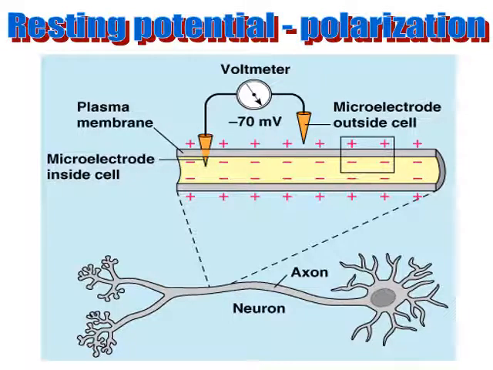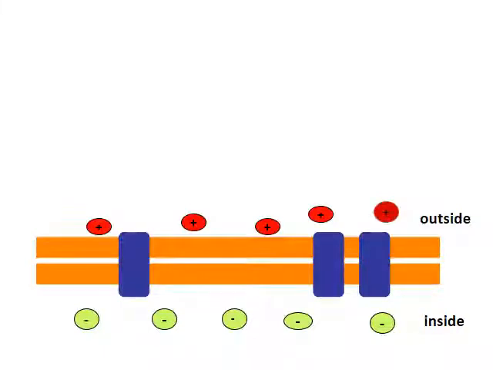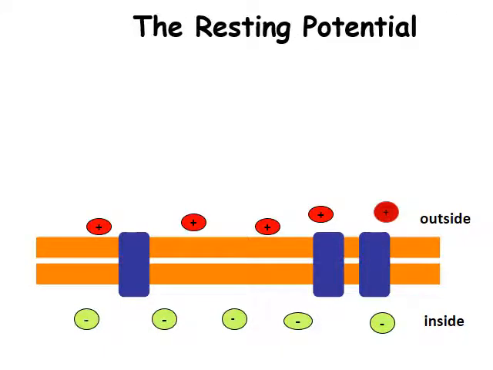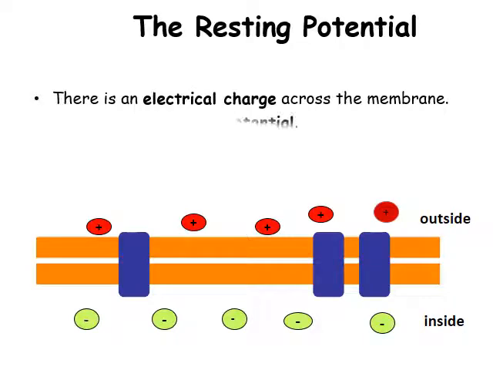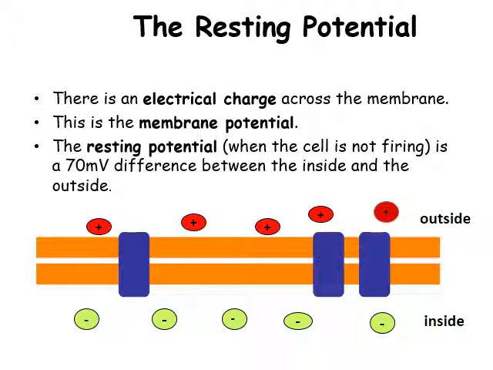This is the figure, this is the interior, and this is the exterior. This is the plasma membrane, and these are microelectrodes, one inside the cell. And here the microelectrode is outside the axon. Okay, the resting potential. What is the meaning of this? What is the membrane potential? And what is the meaning of resting potential?